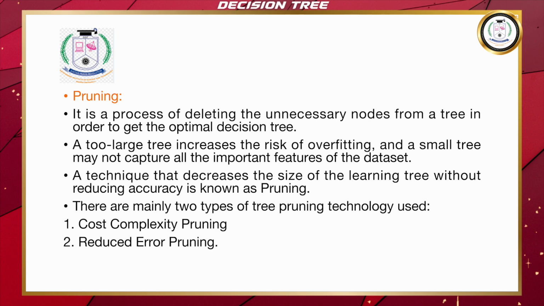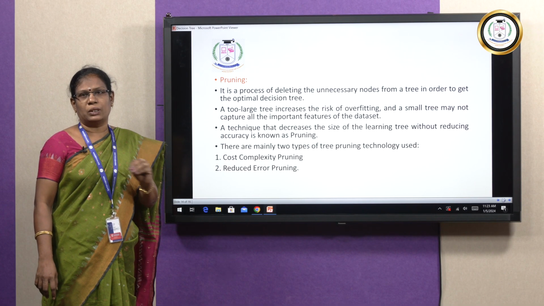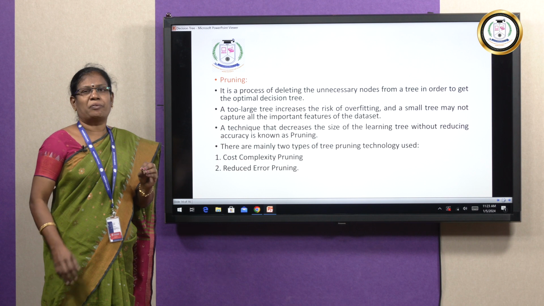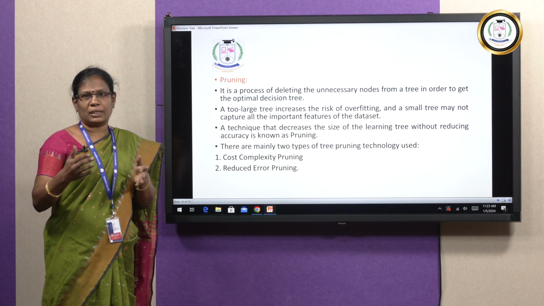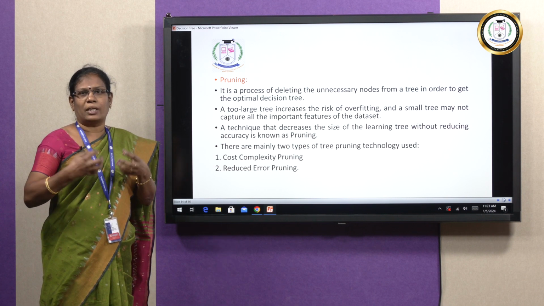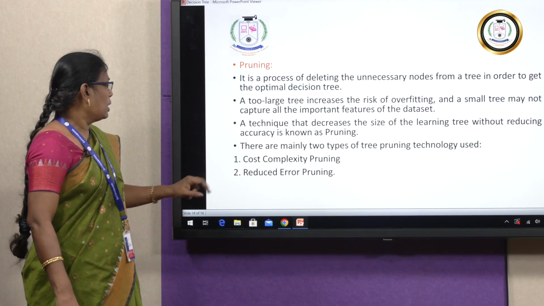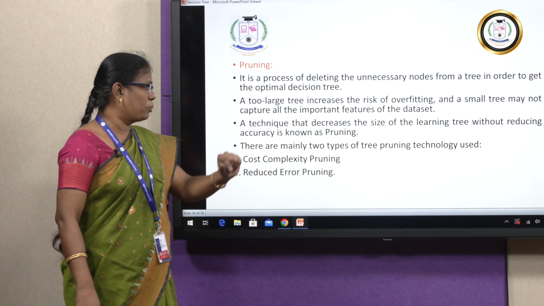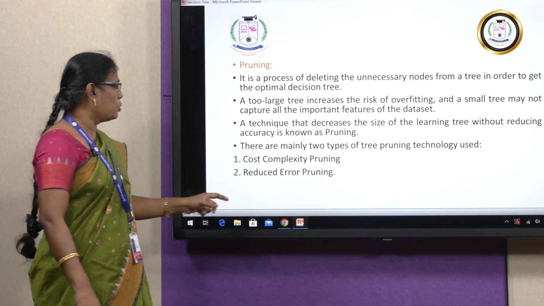The next one is pruning. Pruning is the process of removing the unwanted nodes in the decision tree. Why do we remove unwanted nodes? If a tree is too large, we have an overfitting problem. If a tree is very small, it cannot hold all the information. That's why we have a pruning process. We have two types of pruning techniques: the first is cost complexity pruning, and the next is reduced error pruning.